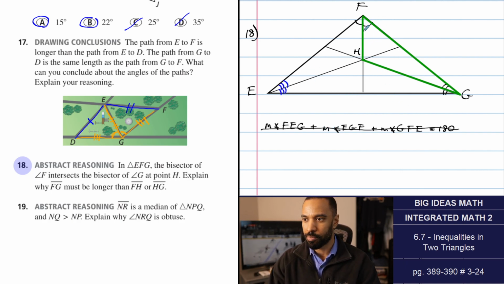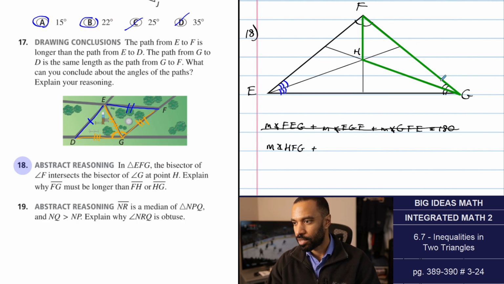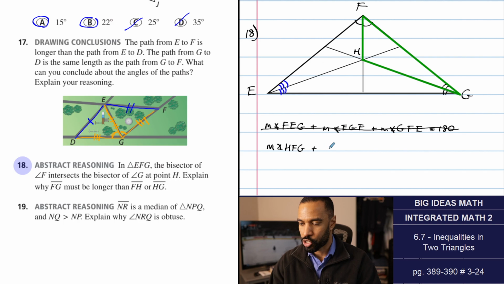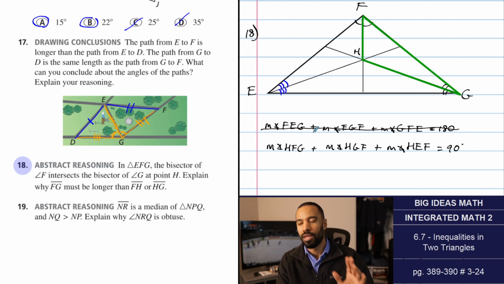So let's choose one from this one. I want to do the ones inside the triangle if I can. So measure of angle HFG, and then let's add measure of angle HGF, and then we need one of the angles from this one here, measure of angle HEF. So that would be 90 degrees because that's half of the angles here. All these ones got bisected.